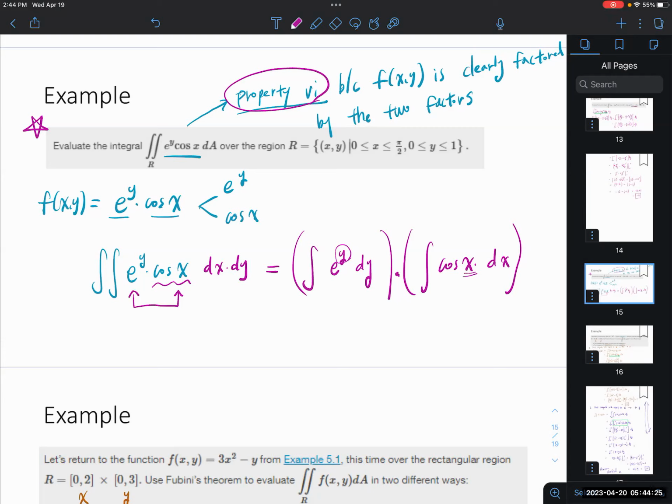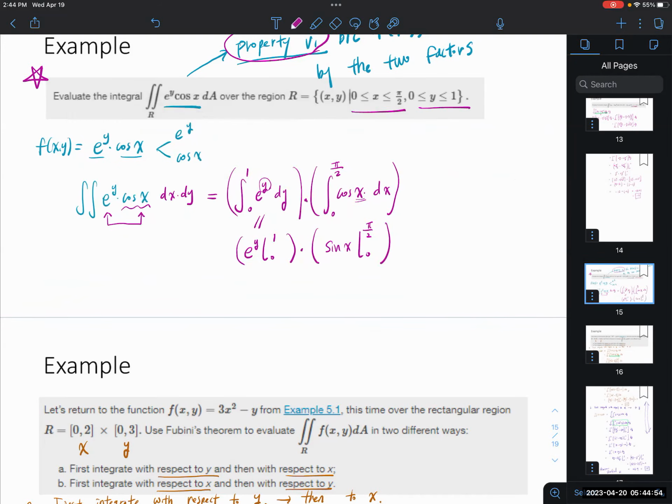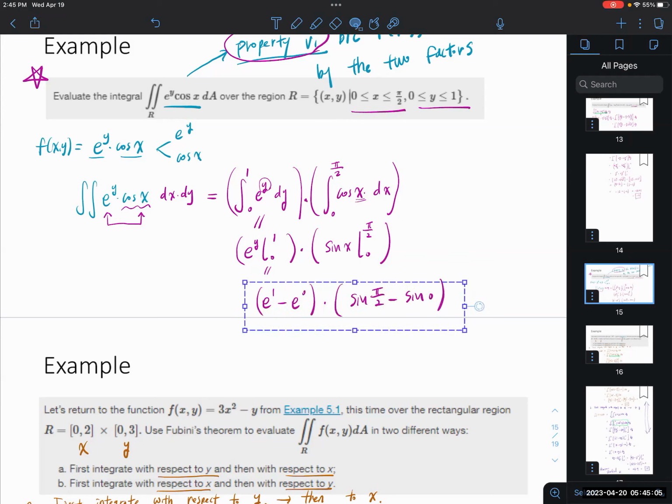So we know the y interval is 0 to 1, the x interval is 0 to pi over 2. So simply, e exponent is always the same, whether you're taking the differentiation or integral. So e to the y from 0 to 1 times cosine. When you take the integral, do you remember? Positive sine x from 0 to pi over 2. So that's it. You're going to calculate that. This is e to the 1 minus e to the 0 times sine pi over 2 minus sine 0, correct?